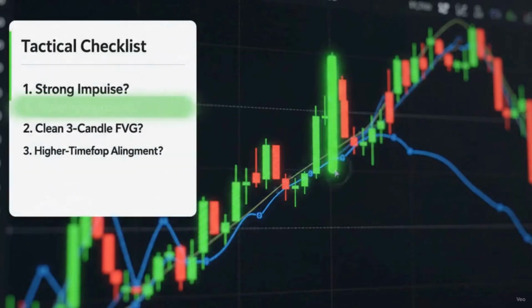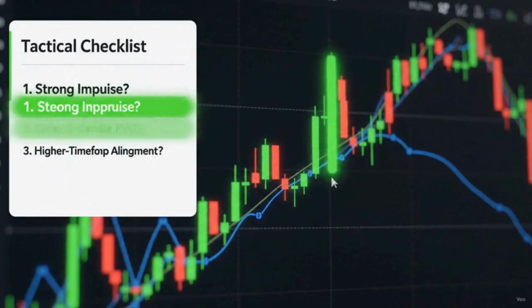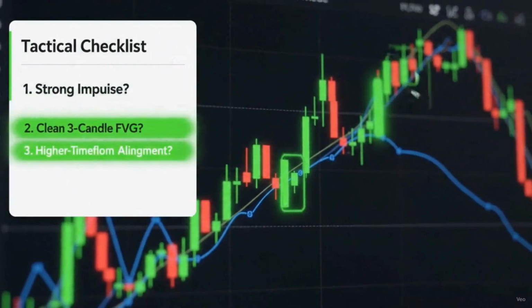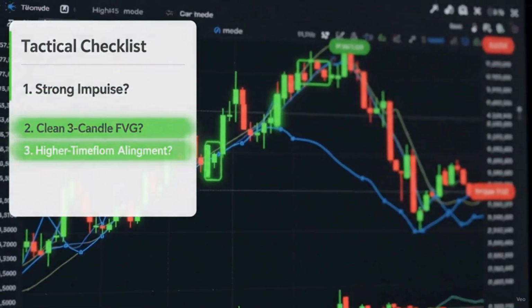Not all FVGs are equal. Always filter your gaps against higher timeframe structure to avoid weak, low-probability signals.